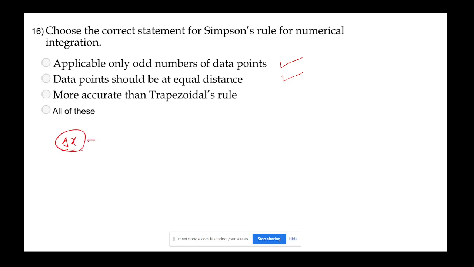That is how h comes out, and delta x will only come out common when you have equal delta x. Otherwise, if delta x is unequal, the solution will be tedious. So we make sure that delta x is common, or the data points are at equal distance. So this is also correct. And obviously this is more accurate as compared to the trapezoidal rule, which I had already mentioned. So all these statements are correct for this question.